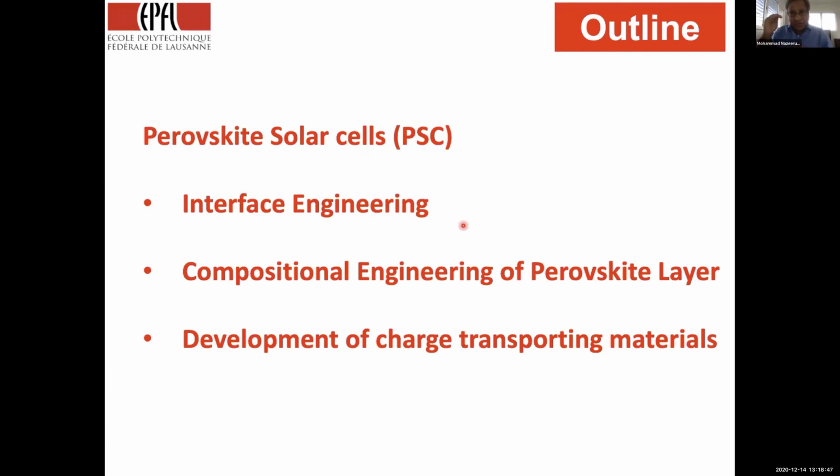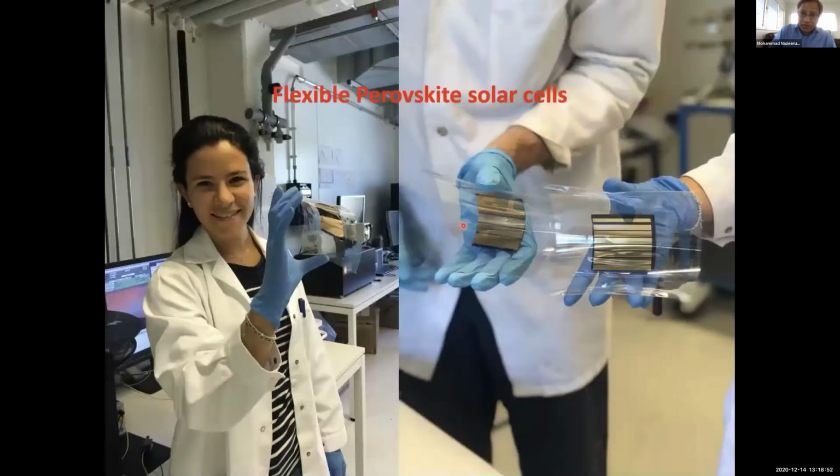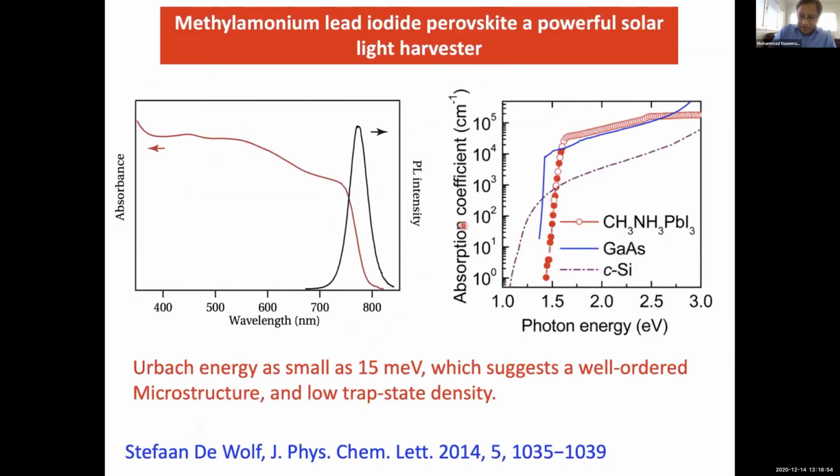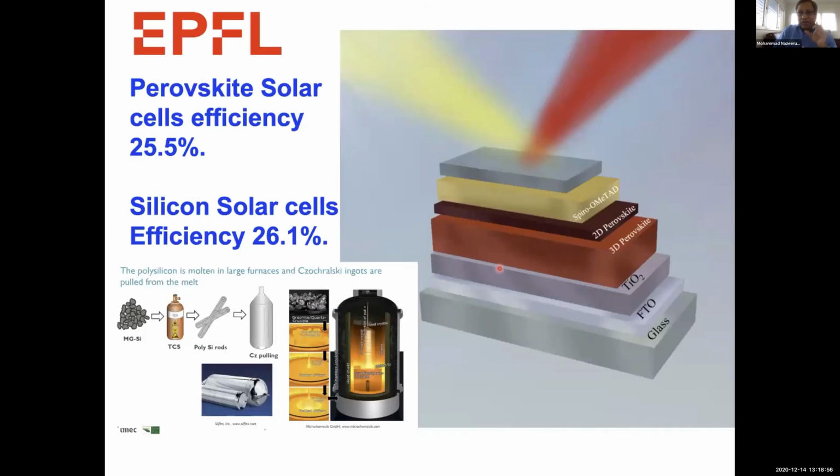1, interface engineering. What are the interfaces? Now let me take back to the initial stage. So here we have our perovskite material. The interface between the perovskite and the hole transport material, you can modify with the 2-dimensional perovskite. And the interface between the electron transport material and the perovskite is another interface. So these are the 2 interfaces you can target and then improve the stability of these materials.